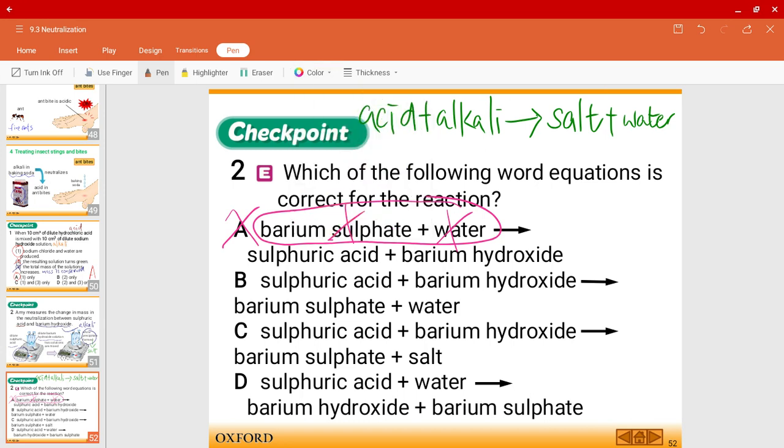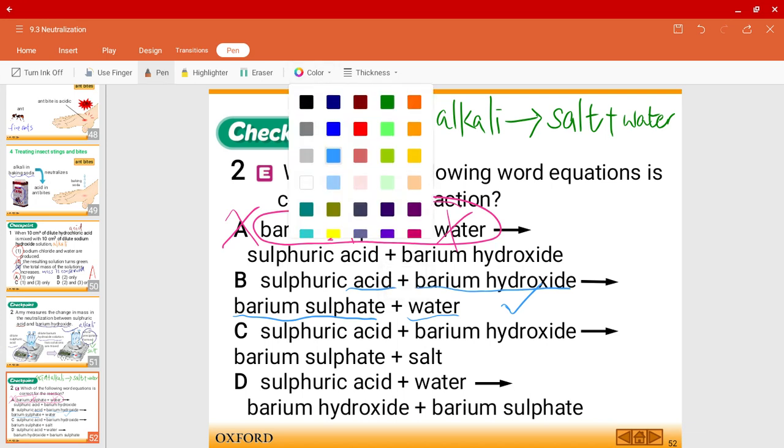Let's see option B. Sulfuric acid plus barium hydroxide. Okay, this is the acid and this is the alkali. Seems correct so far. And after the reaction, you get barium sulfate. Okay, that seems like a salt. We're not sure. And water. Okay, so far this seems okay as well. So I'll just put a tick for now and let's go through the others. I'll come back to that later on, just to verify whether this is correct or not.